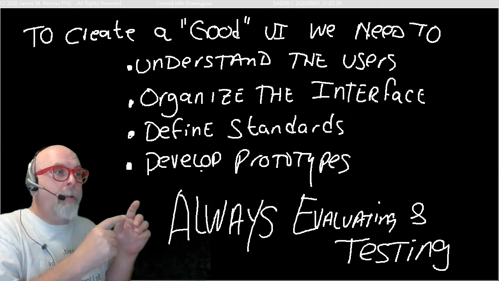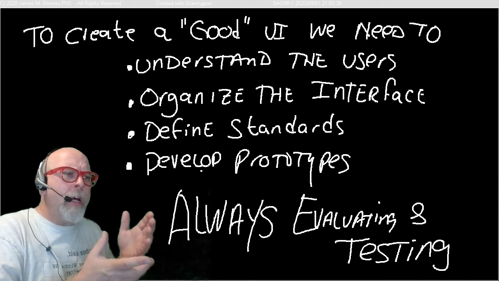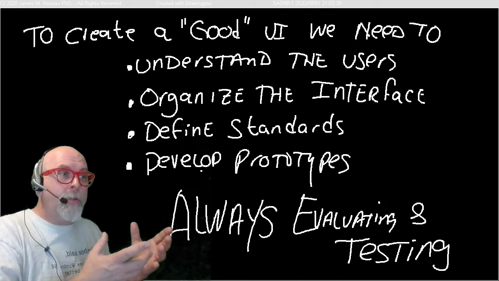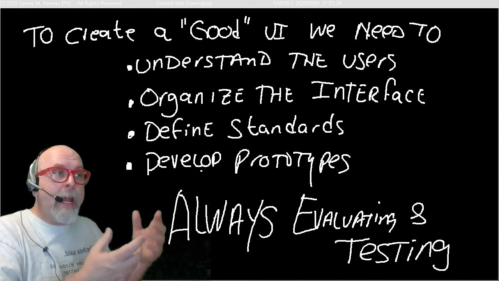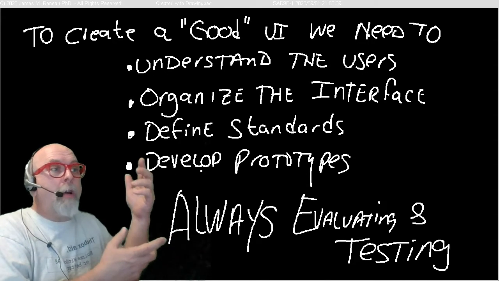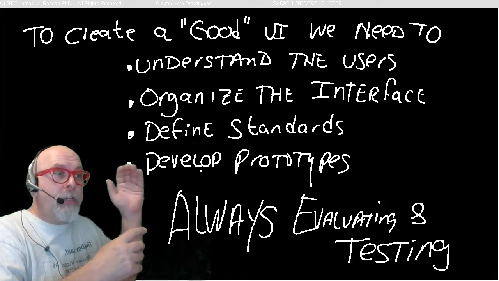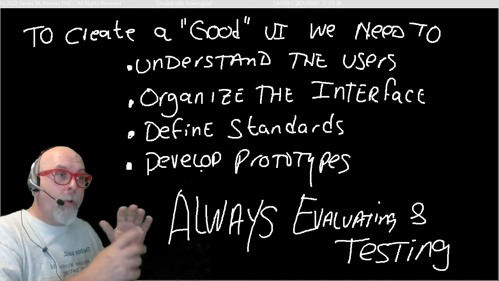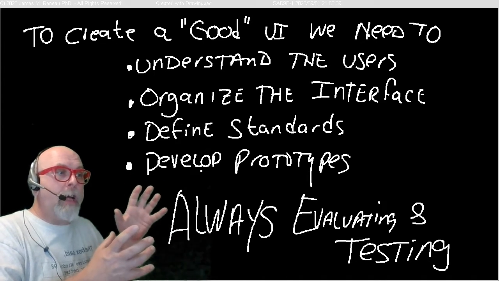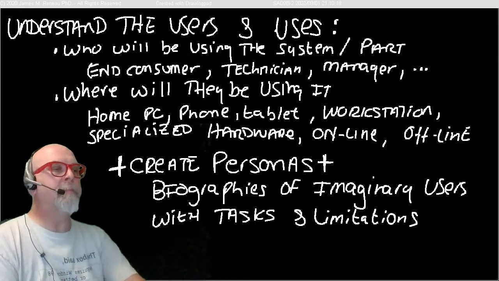And it's a loop, because as we organize the interface, we may say, I don't really understand the user. So go back up. As we're defining the standards, we may have to go back up to the users and ask them. As we're developing the prototypes, we may reorganize our interface as required. So remember, this is not just a waterfall, 1, 2, 3, 4, get it done. It's an iterative process, a circular process, where we're always evaluating and testing the user interface.